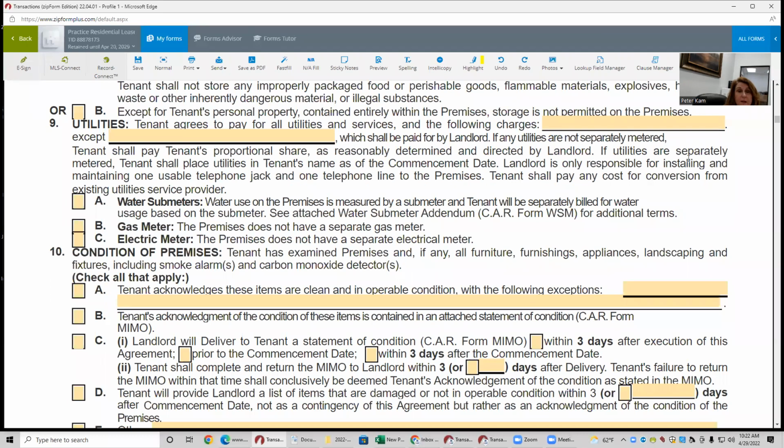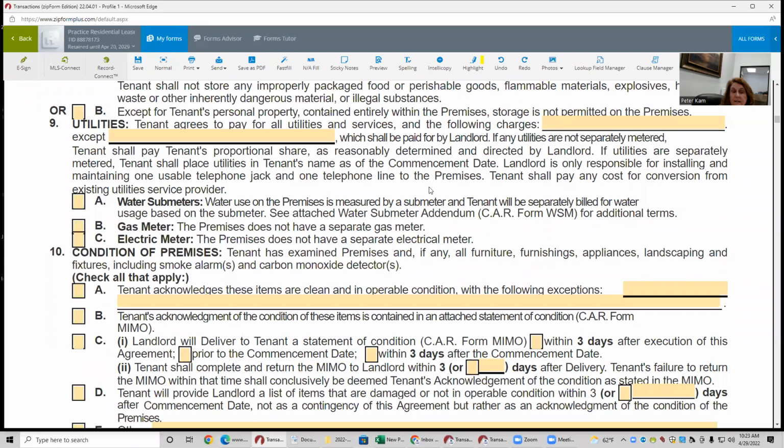So if the utilities are separately metered, the tenant needs to place those utilities in their name as of the commencement date. So agents for landlords, make sure, because unfortunately I had this happen where they said they turned on the utilities in their name, but they didn't. So make sure that the landlord calls in and does what we call a soft close, give a close date to the utility companies, and then that tenant can call in behind and just switch it into their name. So you want to make sure to protect your landlord.